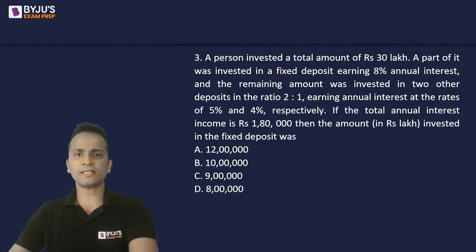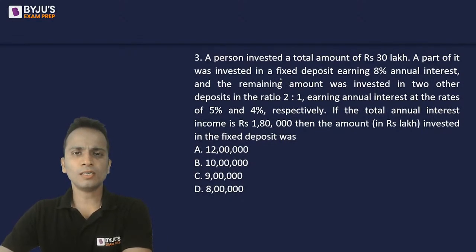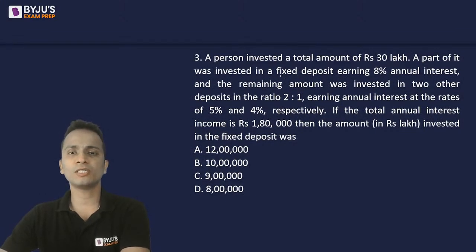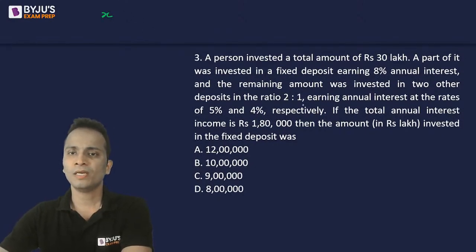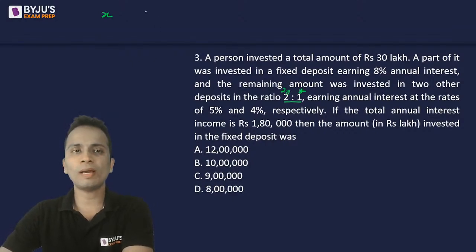Let's start. Now, first of all, the money is divided in two parts. The first part is invested in a fixed deposit. Let me call this first part X. Now, the second part he has divided in the ratio 2 is to 1. So I'll assume it as 2y and y. So 2y plus y is 3y.